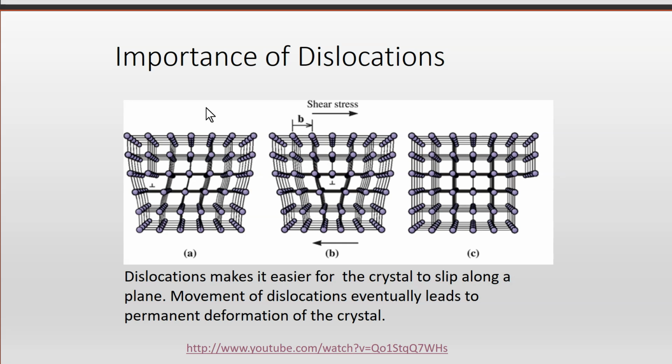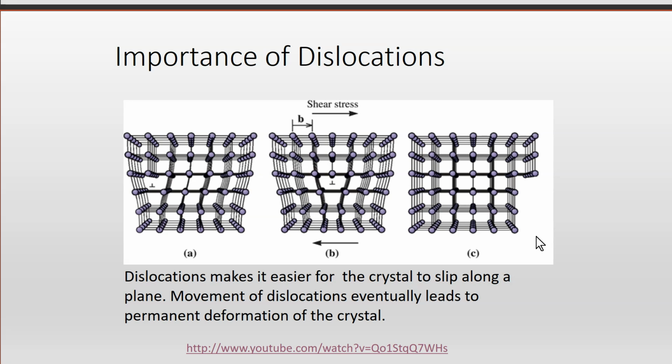So what's actually happening inside these crystals? Instead of having all these atoms slide over in unison, we just need to have this dislocation move one step at a time until it reaches the other edge. And now what have we done? We've permanently deformed our crystal. We've formed a step on one side. And this requires a lot less stress. This is the mechanism which gives us ductility in these crystals.